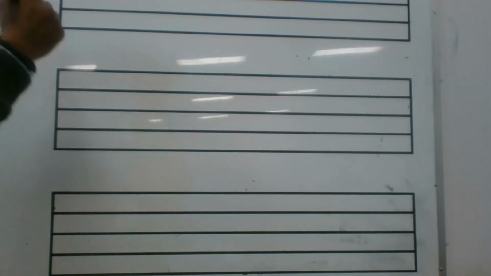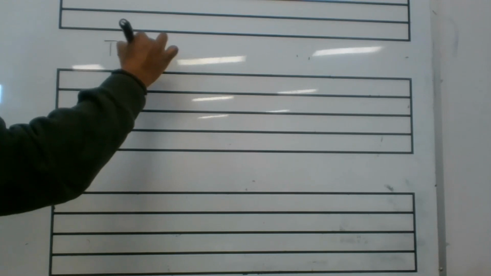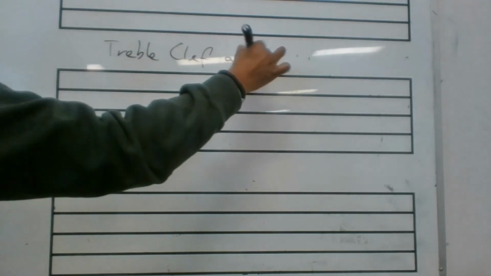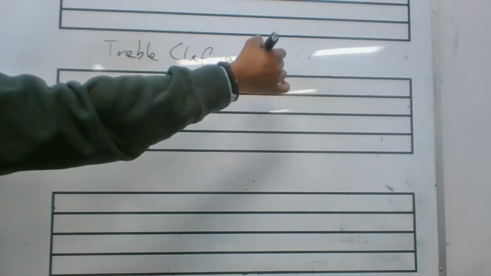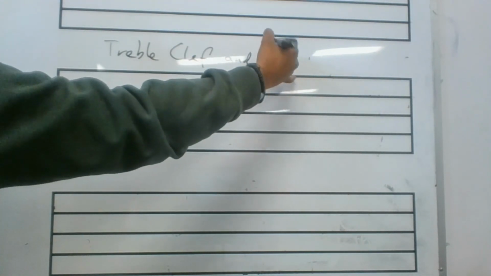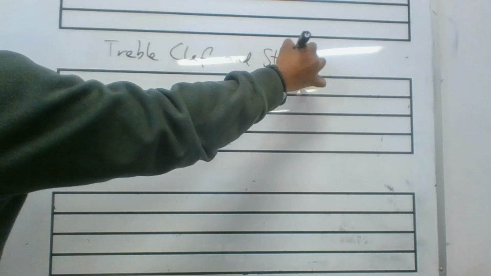Today, we're going to continue looking at the treble clef and staff. So please put a heading over the set of 5 lines. Either draw them or go to your exercise book where there are music lines.